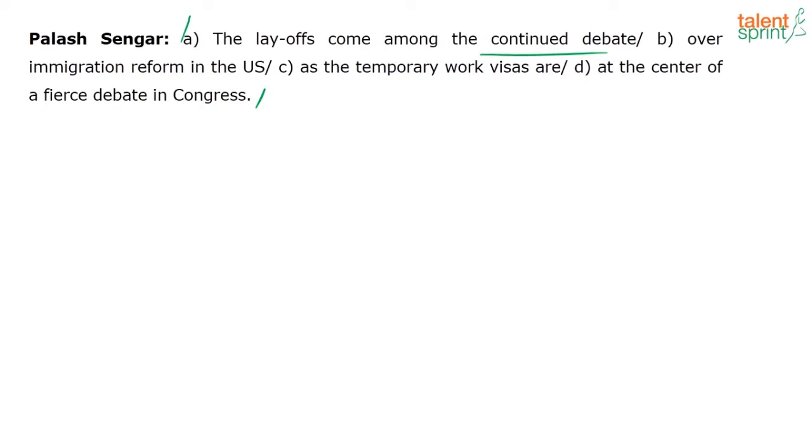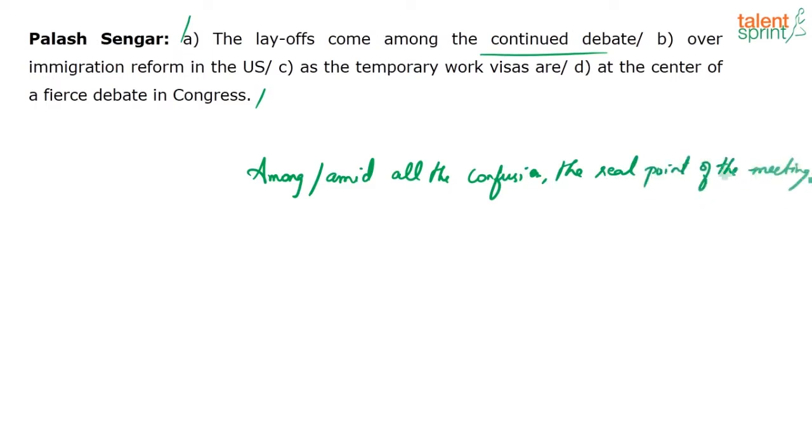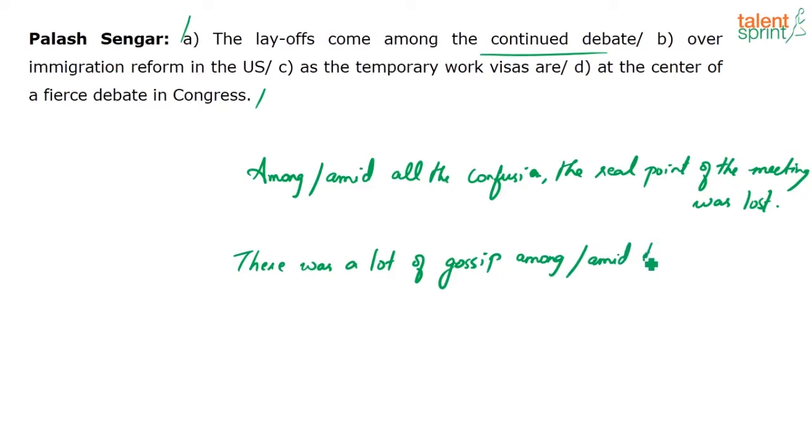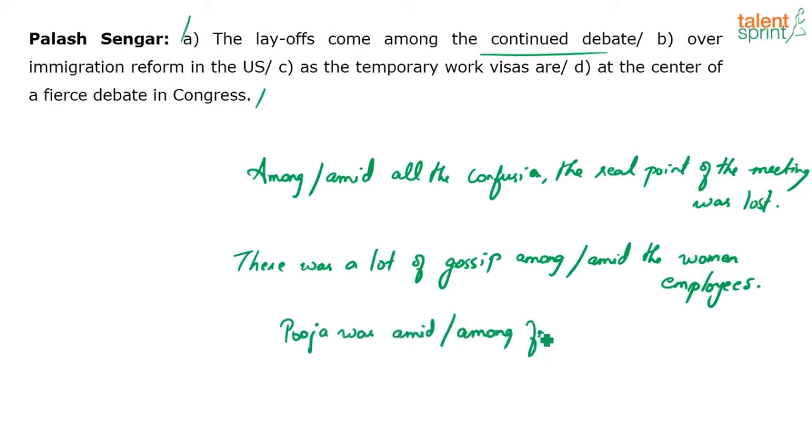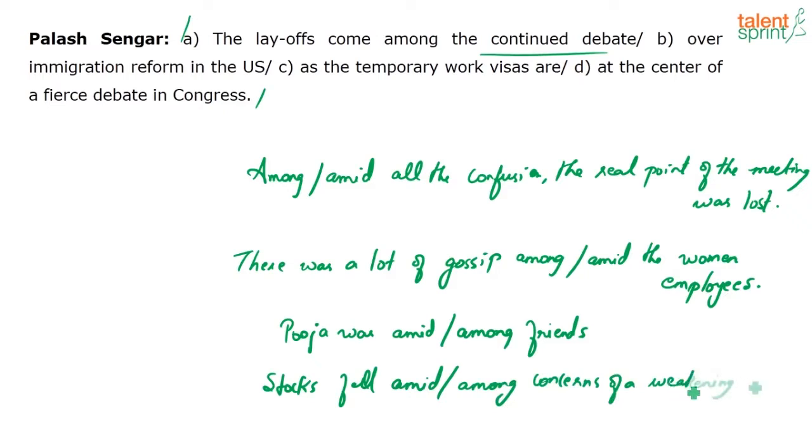So, basically, let me put it like this. Answer this for me. Among or amid all the confusion, the real point of the meeting was lost. What will you choose? I've just given you some example sentences. I want you to think about this. There was a lot of gossip amid the women employees. Pooja was among friends. Stocks fell among concerns of a weakening dollar.